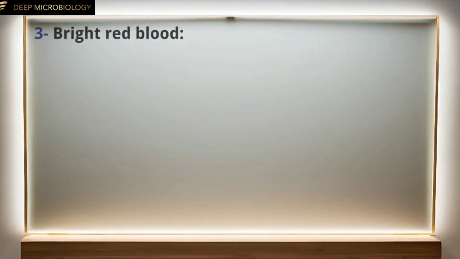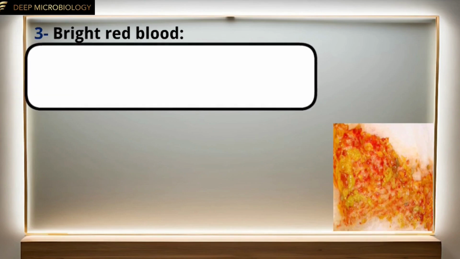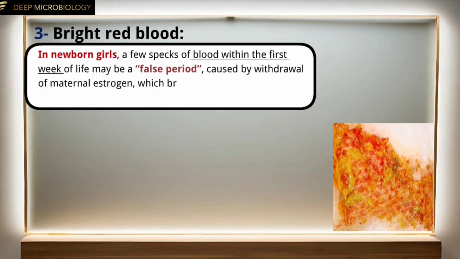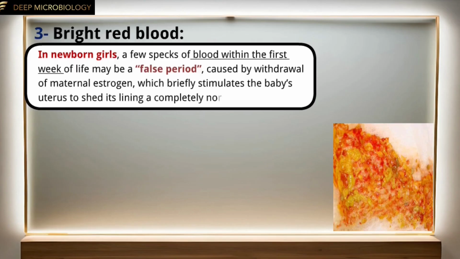Bright red blood. Seeing blood in a baby's diaper can have different causes depending on timing and source. In newborn girls, a few specks of blood within the first week of life may be a false period, caused by withdrawal of maternal estrogen, which briefly stimulates the baby's uterus to shed its lining. A completely normal, harmless phenomenon that resolves within days.